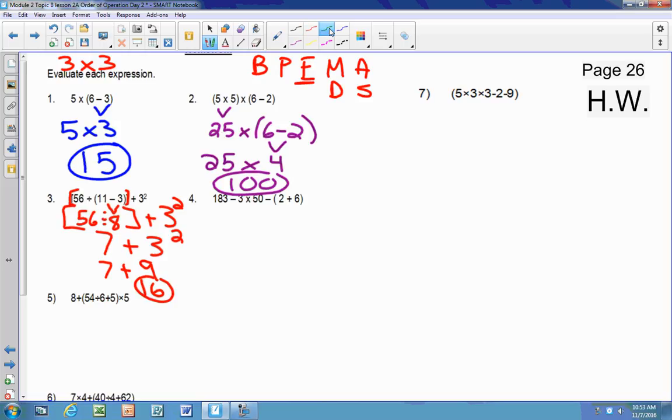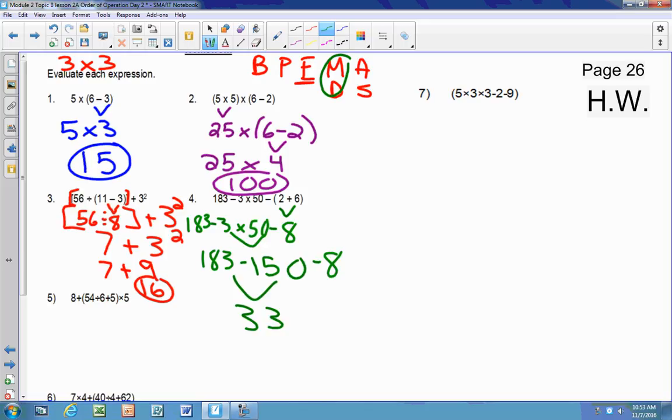Question number 4. There are no brackets, but there are parentheses, so I rewrite my parentheses, and I rewrite everything else next to it. Next, I notice I have subtraction and I have multiplication. And multiplication comes before subtraction, so I do this first, and I end up with 150. And I rewrite everything else on both sides. Now I have 2 subtractions, so I just go in order. And then I just subtract.